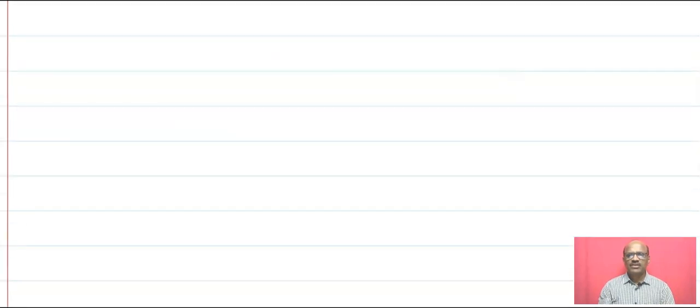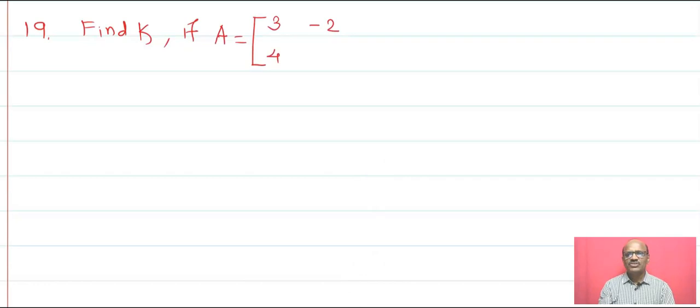These are the value of x. Now next is question number 19. Find the value of k if A is equal to the matrix [3, -2; 4, -2] and A squared is equal to kA - 2I.